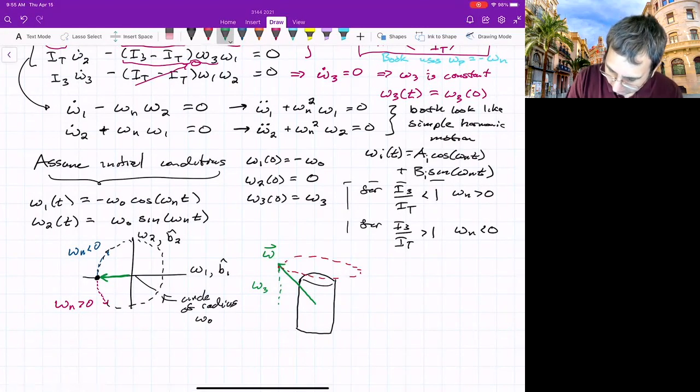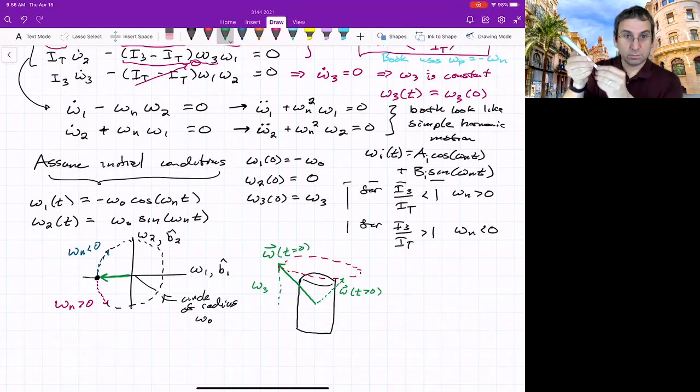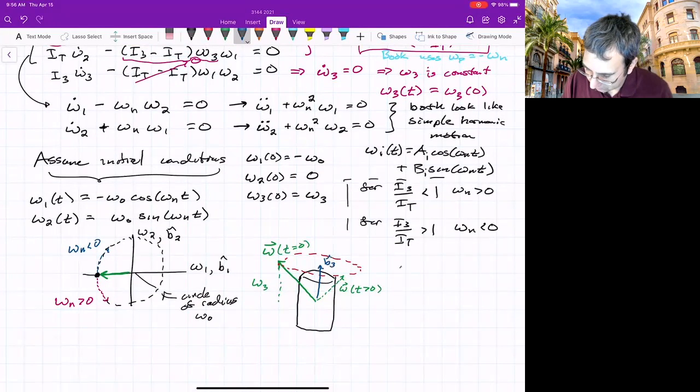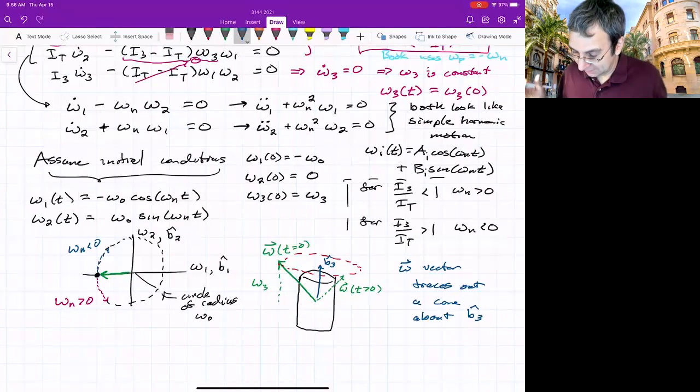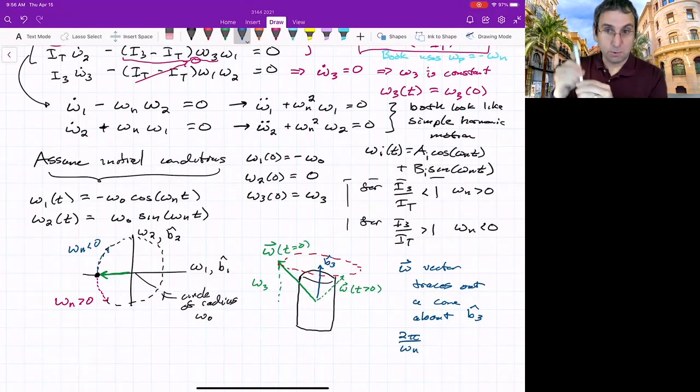So at some later time, maybe the vector is pointing that way, some time greater than 0. This is at time t equals 0. And it'll be tracing out basically a cone about B3. So the omega vector traces out a cone about the B3 direction. We know what the period is. The period's going to be 2 pi over omega n to complete the cone.